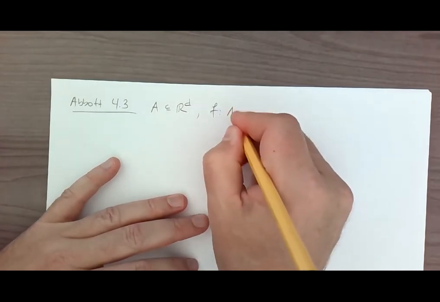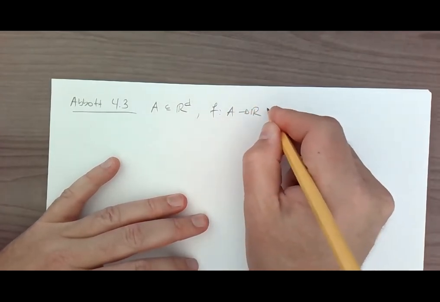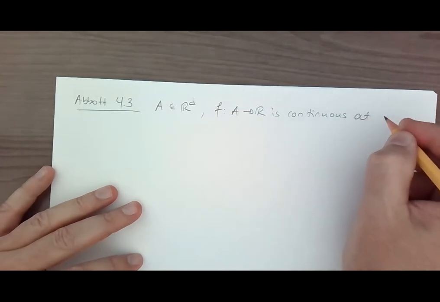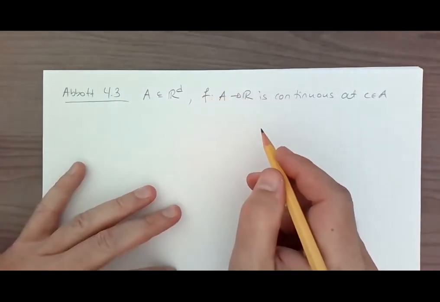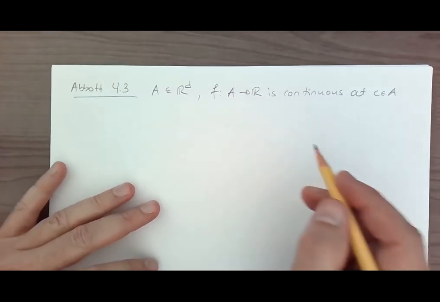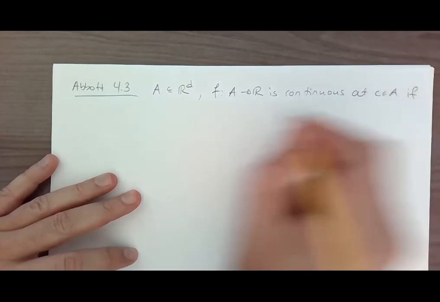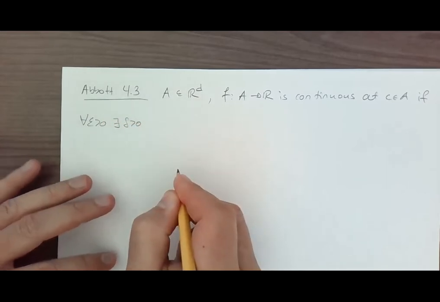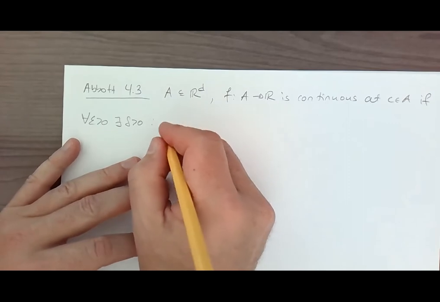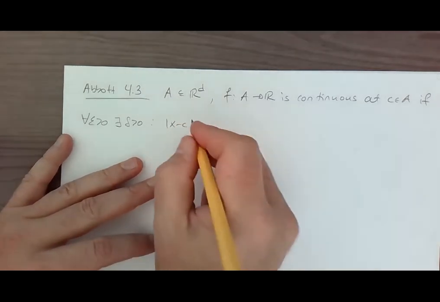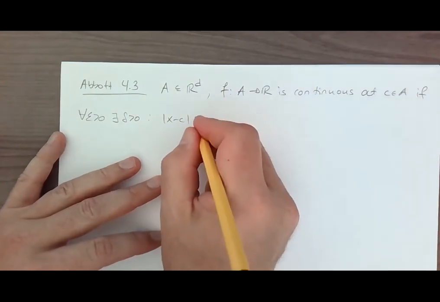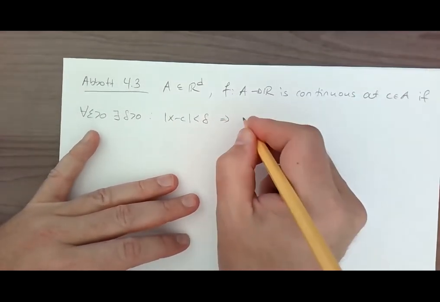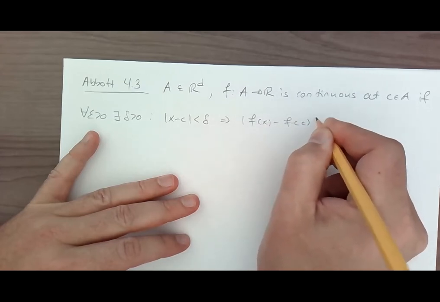Then we're saying that a function f going from A to R is continuous at some point in its domain, A is the domain, R is the codomain, it's continuous at a point c if for any epsilon, you can find a delta such that when I keep x close to the point that I'm interested in, keeping them within a delta neighborhood, that implies that the function values are also close.